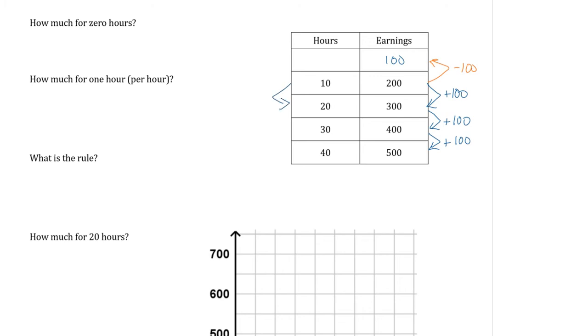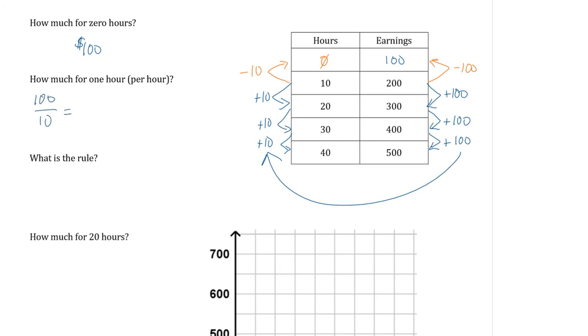This is 10 to 20 is up 10. 20 to 30 is up 10. 30 to 40 is up 10. Track backwards. That's how much for 0. Because that gives me 0 there. We saw examples where what if I went back once and it didn't give me 0? I'd have to go back again, right? How much for 0 hours? Looks like $100. How much per hour? $100 in 10 hours, right? 100 divided by 10 is $10 per hour.